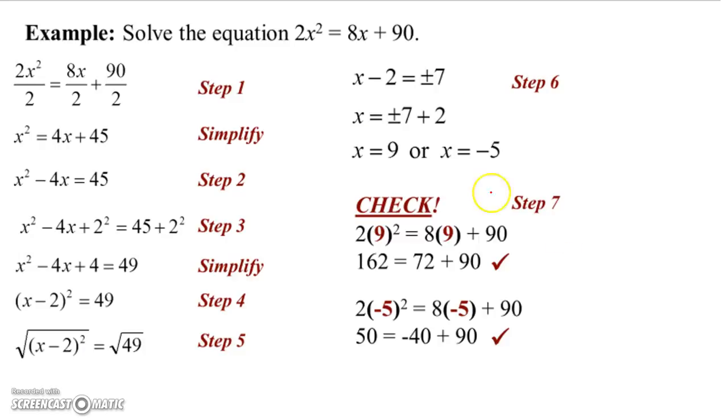Let's look at it in action. So we're given 2x squared equals 8x plus 90. First couple steps are to get this set up with the squared and the first degree term on the one side and the constant on the other.